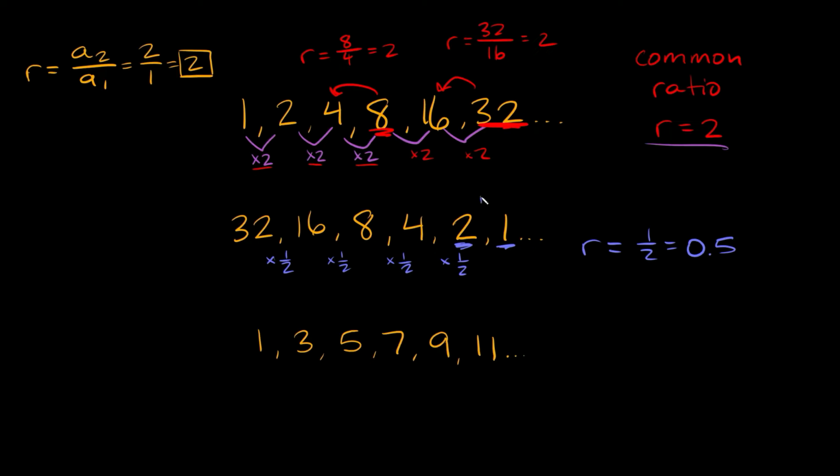So I could just say that the ratio is equal to 1 divided by the previous one, which is 2, right? 1 divided by 2 is just 1/2, or again, 0.5. So you get the same thing either way. All right, let's clean all that up.